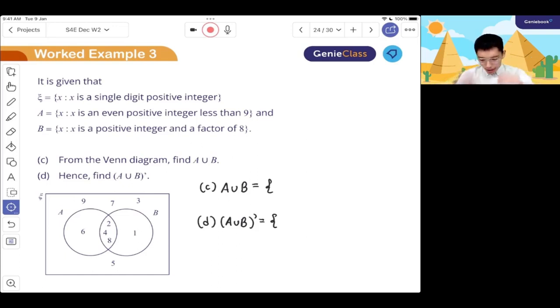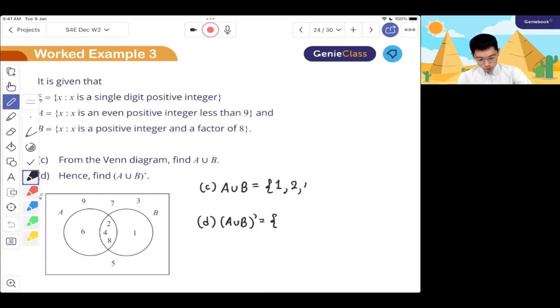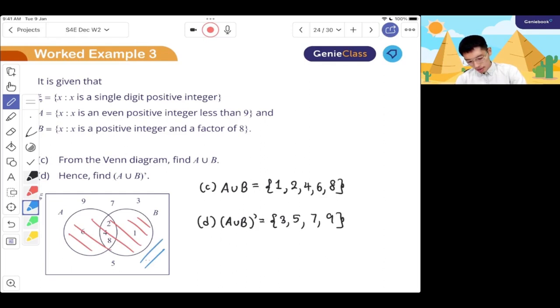Okay, so seems like you guys have gotten it, but just a little shy in terms of expressing yourself, so don't worry. So A union B is in this case 1, 2, 4, 6, 8, whichever it is inside over here. And the elements outside will be 3, 5, 7, and 9, which is the ones that's outside in blue. Okay. So good job for the worked example.